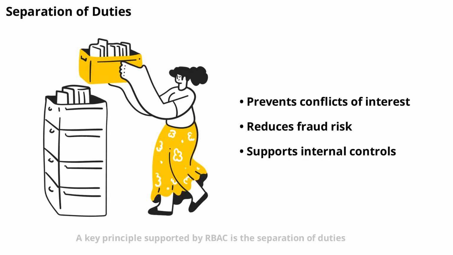A key principle supported by RBAC is the separation of duties. By dividing responsibilities among different roles, organizations can prevent conflicts of interest and reduce the risk of fraud. For example, the person who approves payroll should not be the same person who processes it.